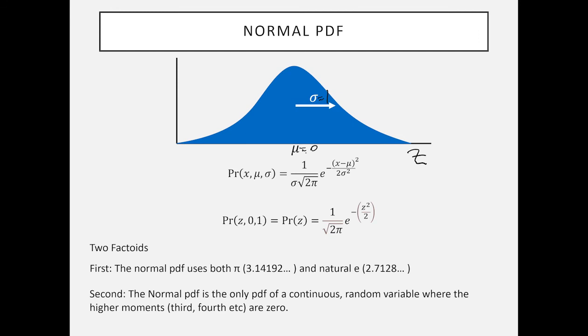Got these little factoids at the end here. This equation clearly is very important because, as I said, it's got the two key real numbers, natural e and pi, which obviously have some kind of significance in the universe. And then, in addition, this is, I believe, the only PDF for a continuous variable where the third, fourth, and higher moments are all equal to 0. So that means only the first two matter, and sigma always has to be non-zero.